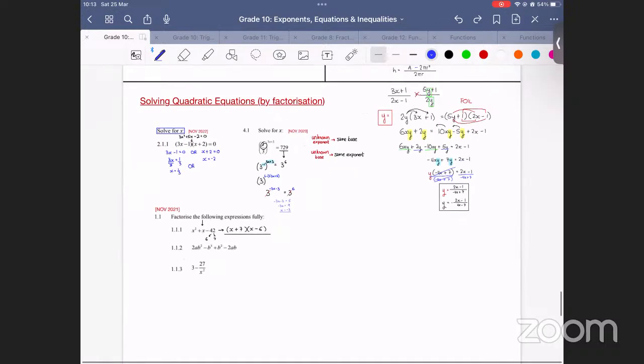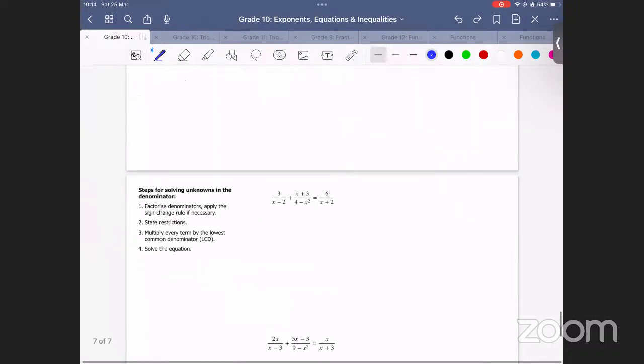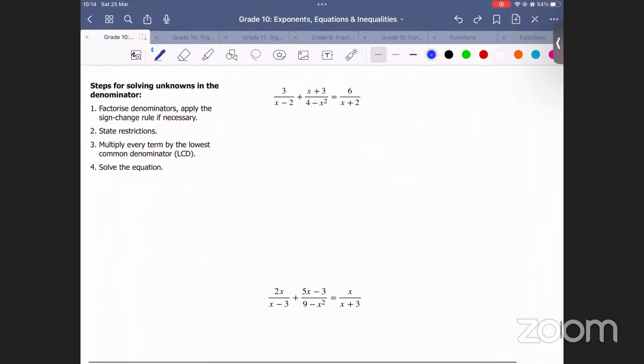Okay. So yeah, you guys can practice those. I'll leave the memos for them. Let's move on to this, which is steps for solving unknowns in the denominator.